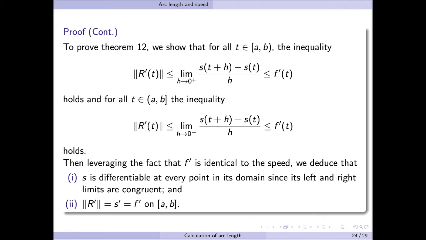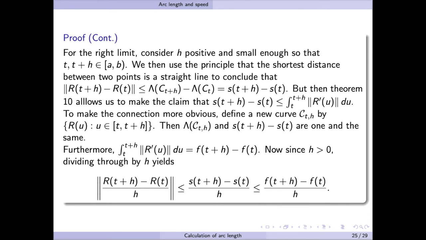On the other hand, we don't know for a fact that S is differentiable at every point in the interval AB. To show this, we will show that the left derivative exists at every point in the interval, the right derivative exists at every point in the interval, and that these two derivatives are equal to each other. This will show that the function S is not only differentiable, but also that on the interval AB, we have the equality, the norm of R prime equals S prime, which equals F prime. So for the right limit, let us now consider h to be positive and small enough so that the quantities t and t plus h lie in the half open interval AB, not including b.